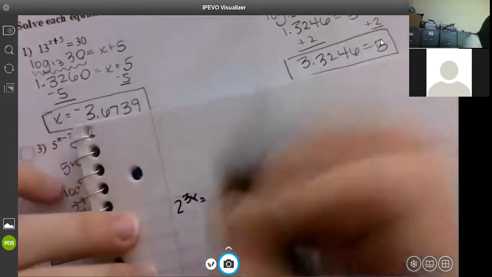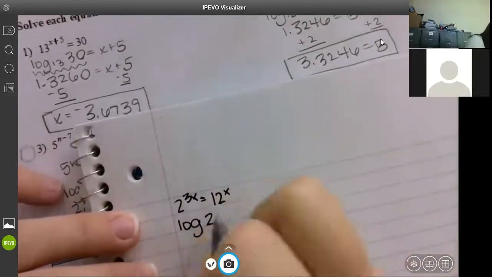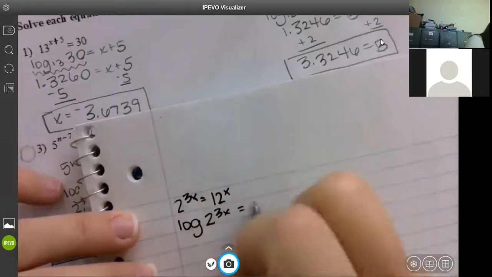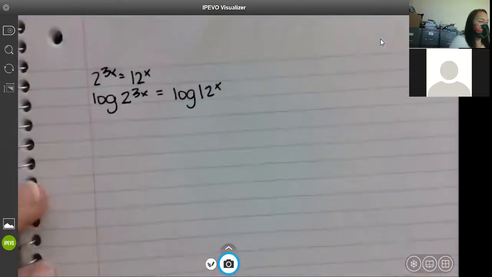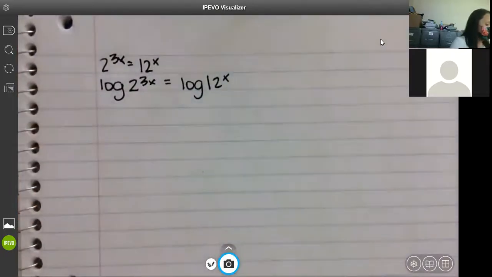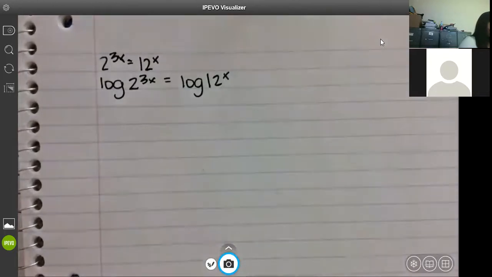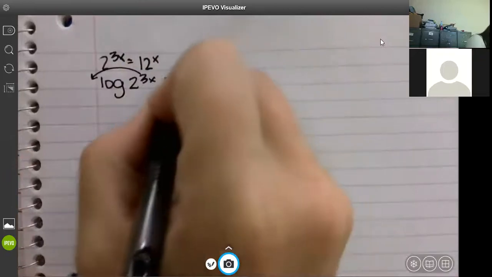So 2 to the 3x equals 12 to the x. We're going to log 2 to the 3x. We're going to log 12 to the x. Go back to your properties. What do your properties tell you? What can you do with those powers? Put them in front of the log. We learned that yesterday. We can move them to the front.